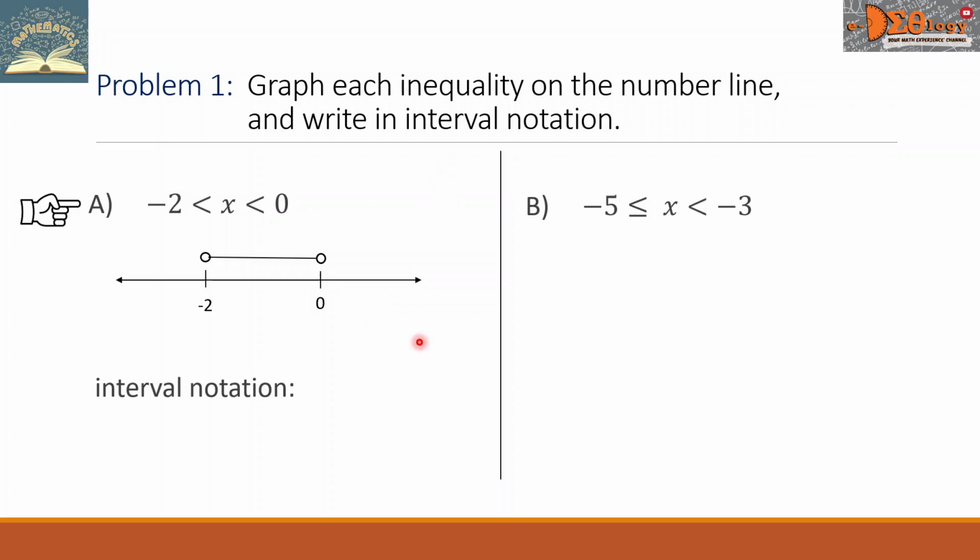On the interval notation, we write -2, the first number, comma, and followed by 0. Because of the holes on top of each number, we write here parentheses.